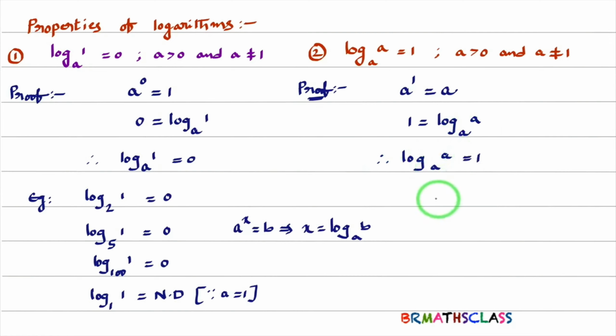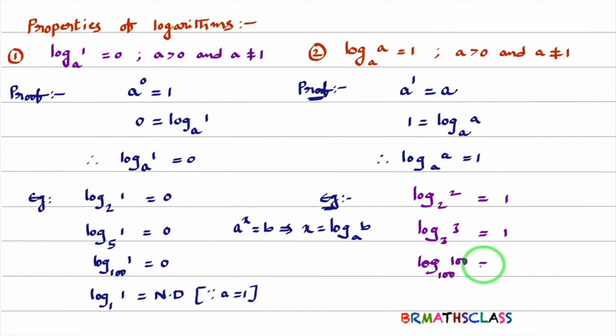From now onwards, we use this property as a formula. For example, you see log 2 base 2. What is the value of log 2 base 2? We know that log a base a value is 1. So log 2 base 2 is 1. Log 3 base 3, what is its value? It is 1. Log 100 base 100, what is its value? We know that log a base a value is 1.